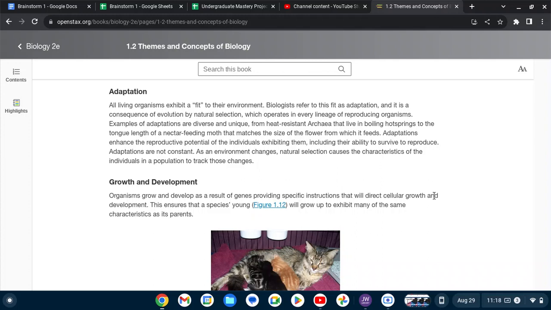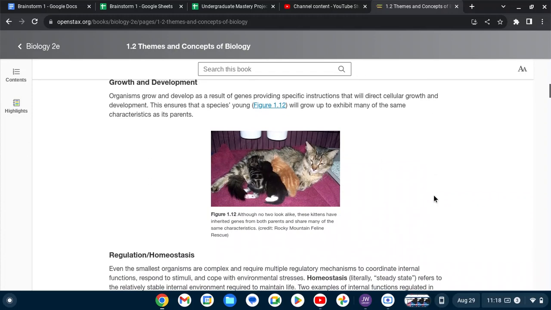Examples of adaptations are diverse and unique, from heat-resistant archaea that live in boiling hot springs to the tongue length of a nectar-feeding moth that matches the size of the flower from which it feeds. Adaptations enhance the reproductive potential of the individuals exhibiting them, including their ability to survive and reproduce. Adaptations are not constant. As an environment changes, natural selection causes the characteristics of the individuals in a population to track those changes. Growth and development.